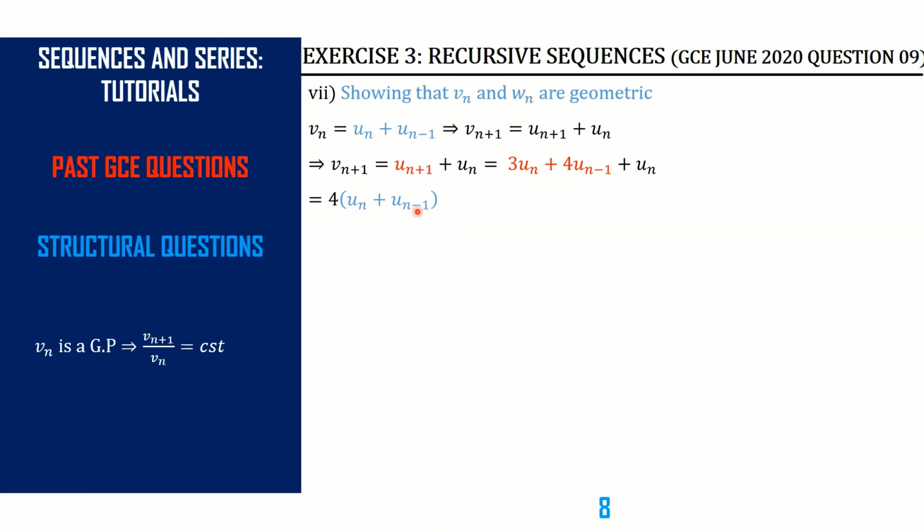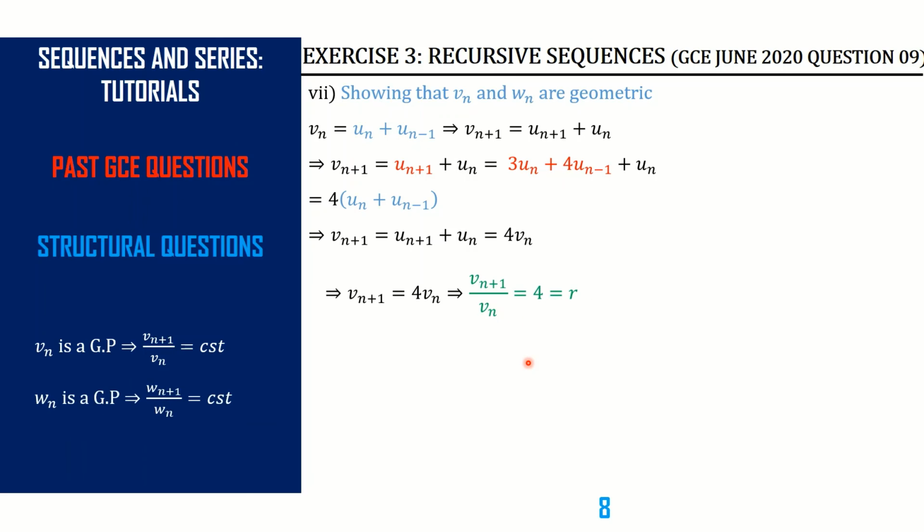But this in blue is our v of n. So we can say our v of n plus 1, since it is u of n plus 1 plus u of n, is equivalent to 4 v of n, since this guy here is v of n. So v of n plus 1 equals 4 v of n. So v of n plus 1 over v of n is equal to 4, which is the common ratio. So we are proving that it is a geometric progression. Now, proving that w of n is geometric, we do the same thing.